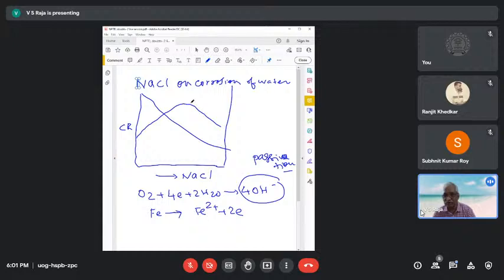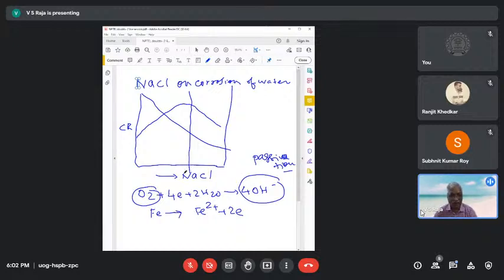But there is one more phenomenon happening. When you add chlorides, the oxygen solubility decreases. So removal of the passive film increases the corrosion rate, but it also makes the oxygen availability very low. So the corrosion rate finally drops like this. There are two opposing factors, and so here the maximum corrosion rate happens. Now this is what I think you have been talking about.